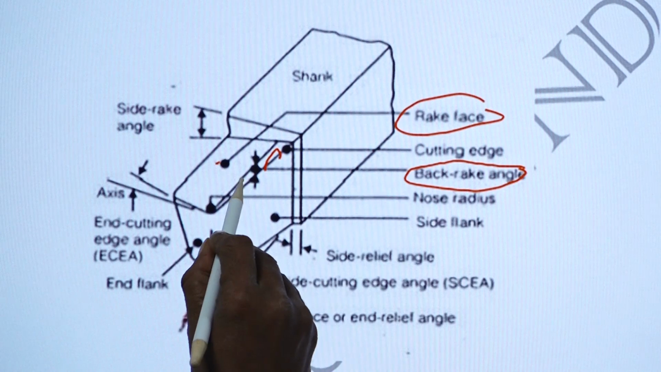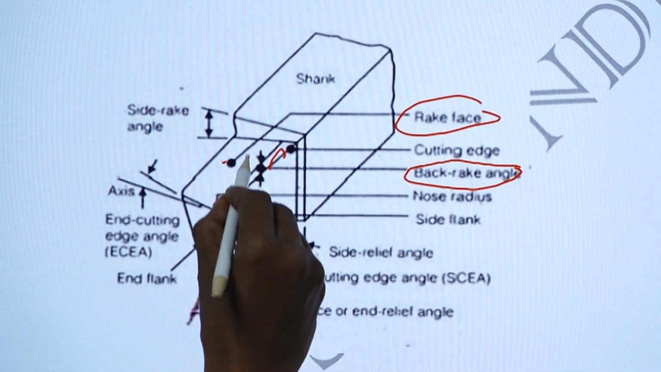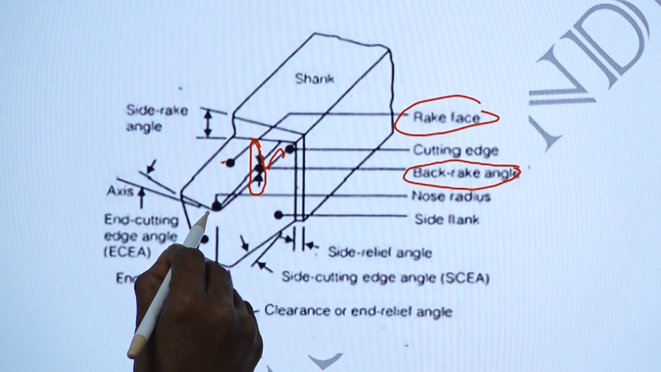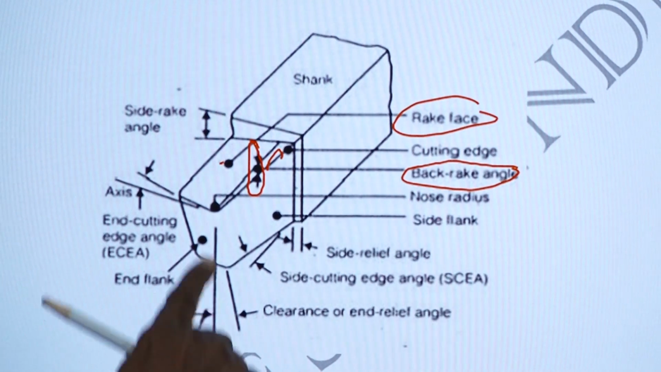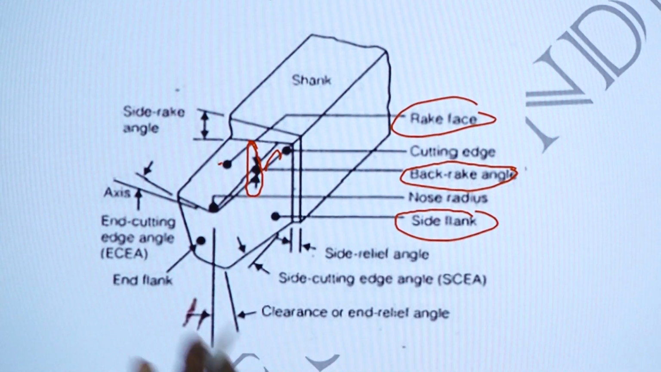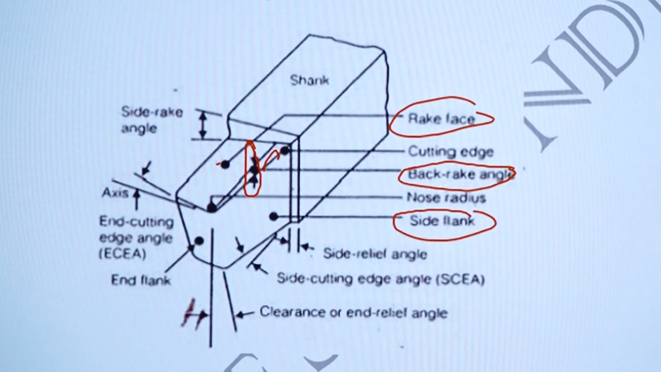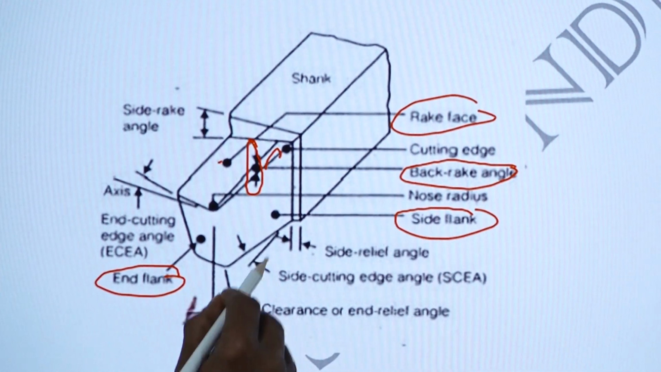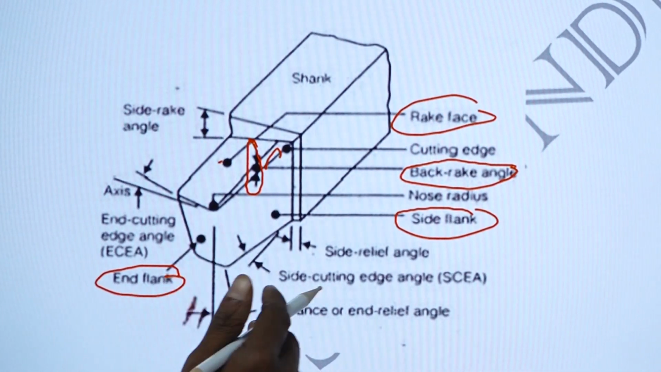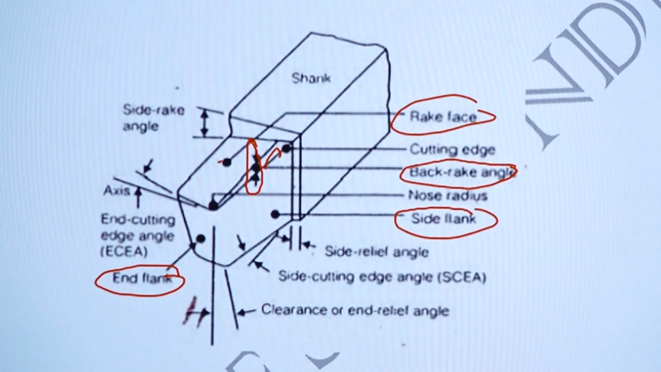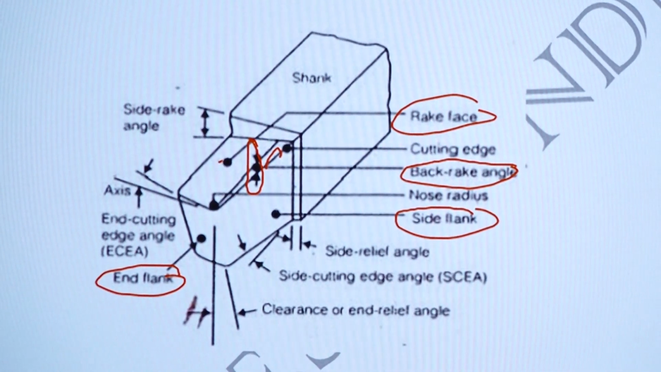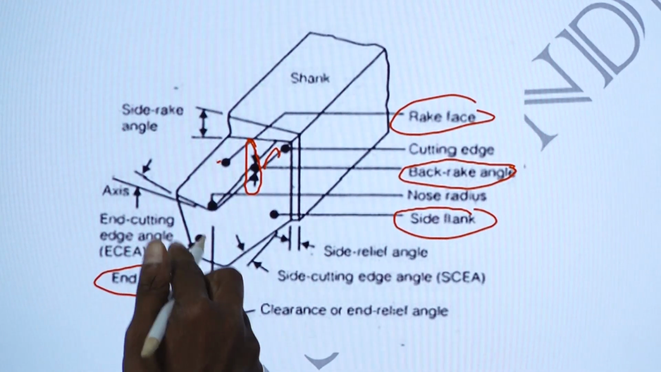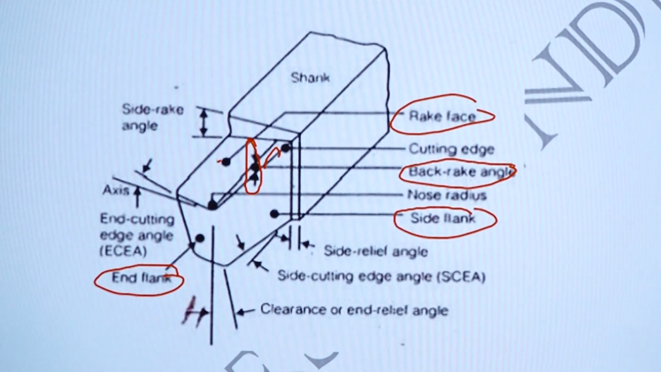We are observing the back rake angle, between these two arrows. At the end of the tip we have the nose radius. On the side we have the side flank, and this one is the end flank. The side flank deviates at an angle called the side cutting edge angle. The end flank deviates at an angle called the end cutting edge angle. We also have the end relief angle, and this one is the side relief angle.